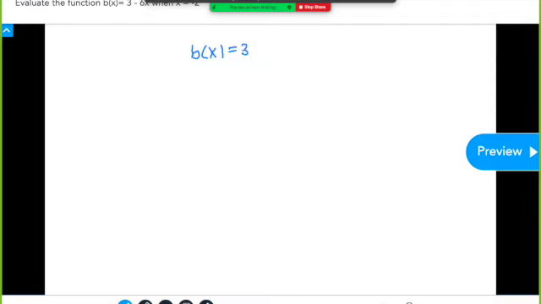Alright, so let's try it out. We have here b of x equals 3 minus 6x when x is equal to negative 2. Now, since we are looking at only x, that means that we're only substituting the x variable here.